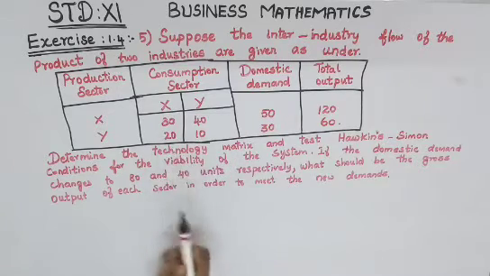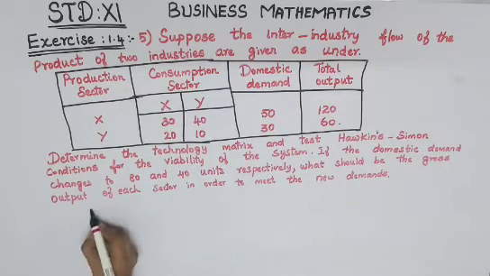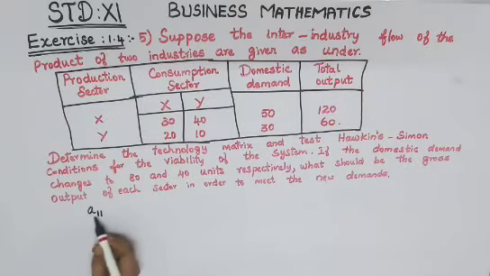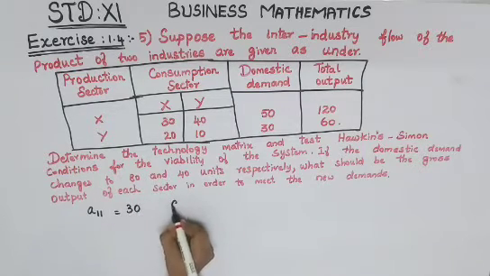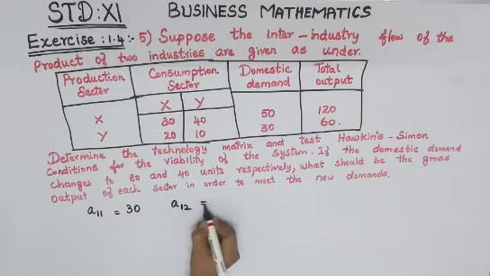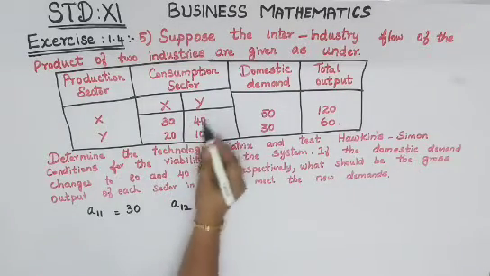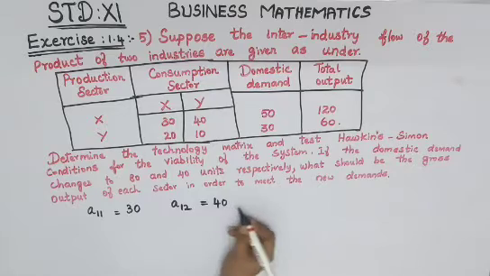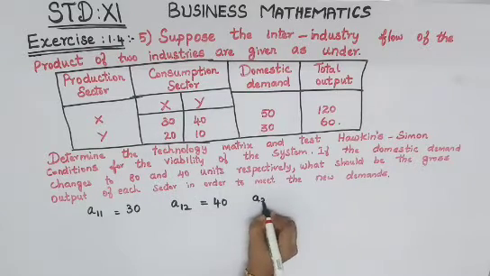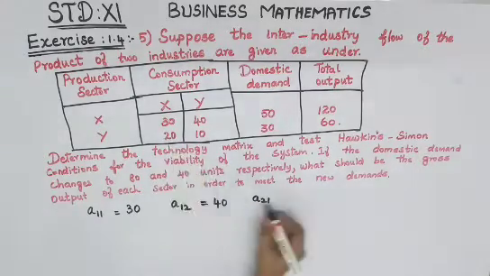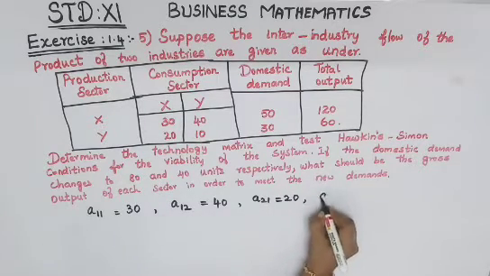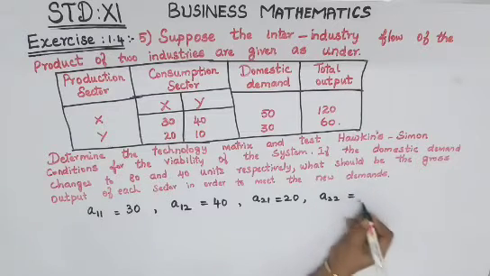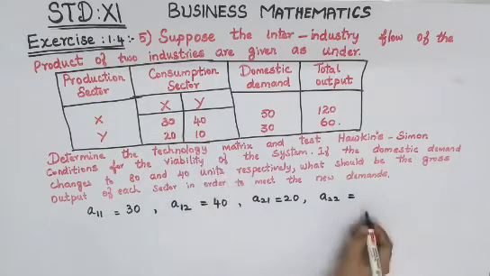So we'll just write the elements whatever is given here. We'll declare it as A11, that is your first element. First row and first column, the element that is there, that is equal to 30. Then A12, first row, second element, it is 40. Next is A21, second row, first element, it is equal to 20. Then A22, second row, second column, so you'll have 10.